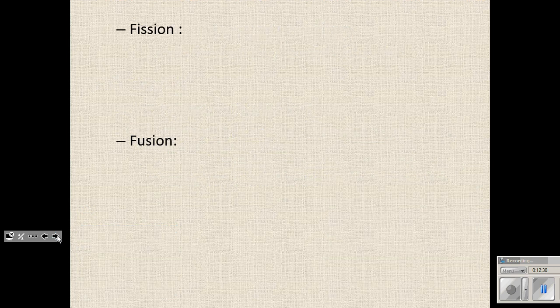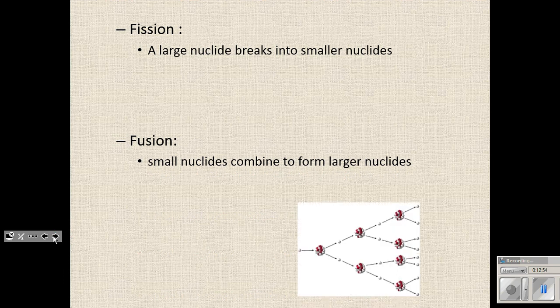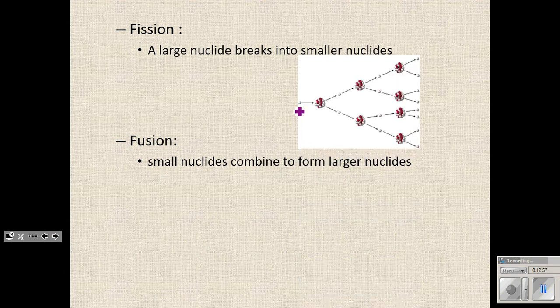an atom. Two types of transmutation are fission and fusion. Fission, just like a fissure is a crack. Right now, Hawaii is experiencing many fissures that are spewing lava. That is a large nuclide that breaks into smaller nuclides. You might want to sketch this little picture to remind you what fission looks like. Large nuclide. Typically, we bombard it with something, and that causes it to break.